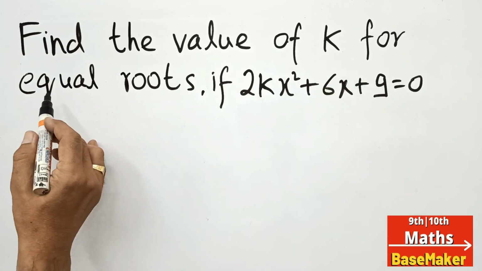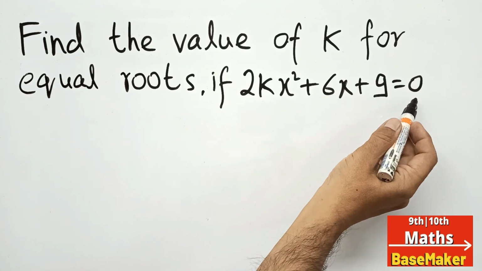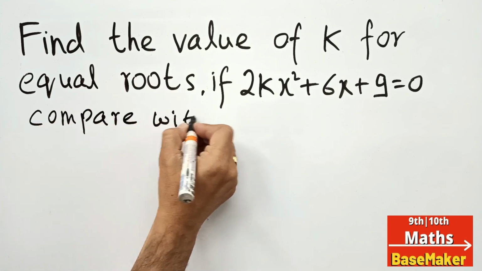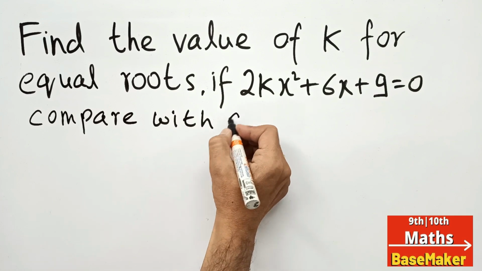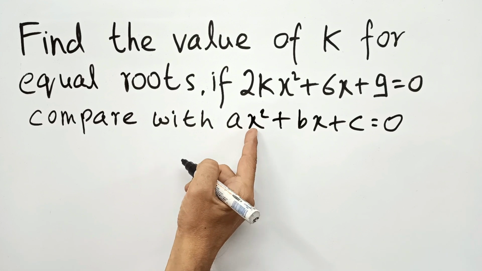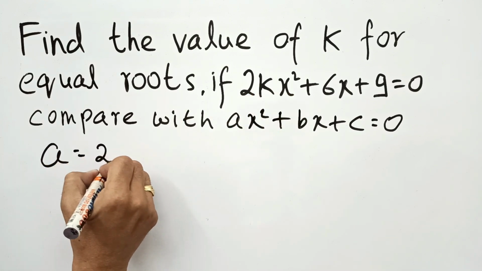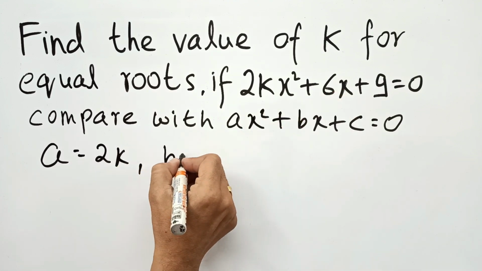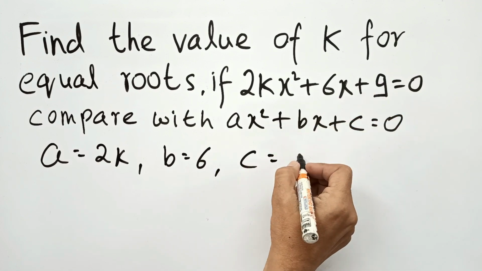Find the value of k for equal roots if 2kx square plus 6x plus 9 is equal to 0. First of all, let us compare this equation with the standard quadratic equation. The x square coefficient is 2k, so a is equal to 2k. b, the coefficient of x, is 6, and c, the constant, is 9.